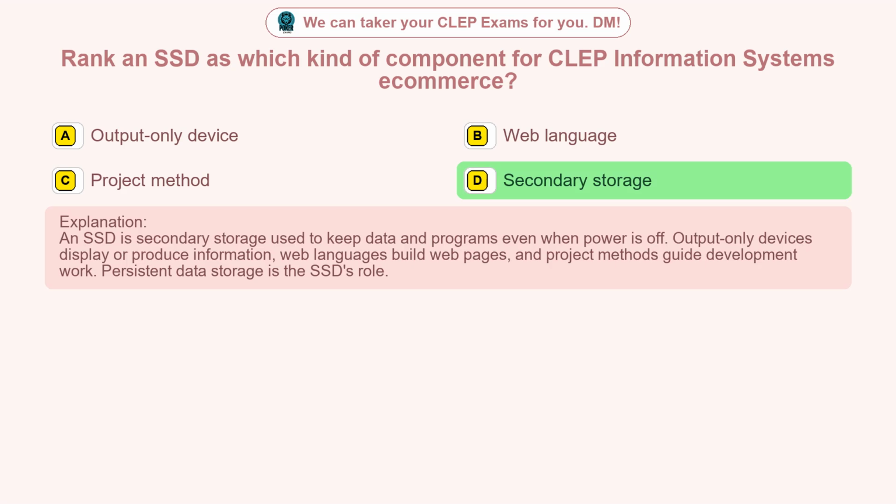An SSD is secondary storage used to keep data and programs even when power is off. Output-only devices display or produce information, web languages build web pages, and project methods guide development work. Persistent data storage is the SSD's role.